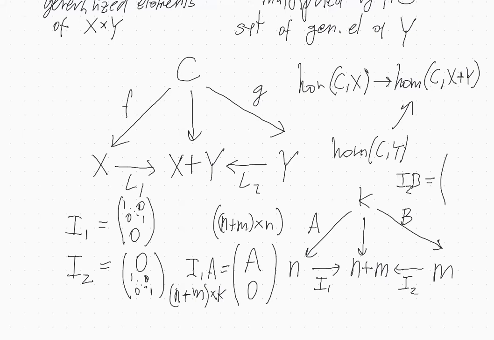But of course, we have much more n plus m by k matrices, namely all those where not everything downstairs or upstairs is zero, which have been missed by I1A type of matrices and I2B type of matrices. So this illustrates that Hom(C, x plus y) can be much bigger than the union of Hom(C, x) and Hom(C, y).